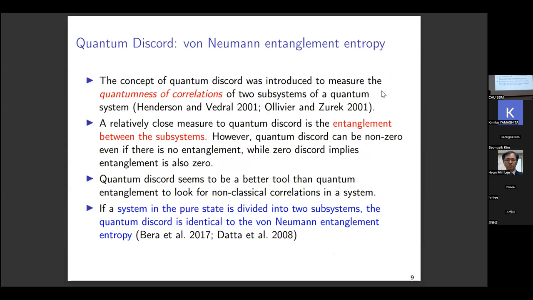Now, if this fancy name is not familiar to you, the related name is the von Neumann entanglement entropy. For our state, if you divide a pure state into two subsystems, then it can be shown that the von Neumann entropy and the quantum discord are identical. So we will calculate the von Neumann entanglement entropy, which is the quantum discord, and quantum discord has some merit over von Neumann entropy. But since in our case they are identical, we have no problem, whichever way.